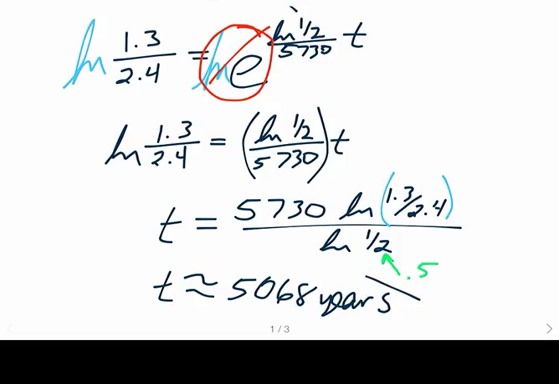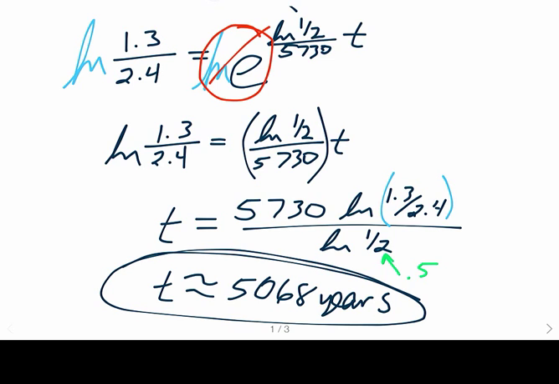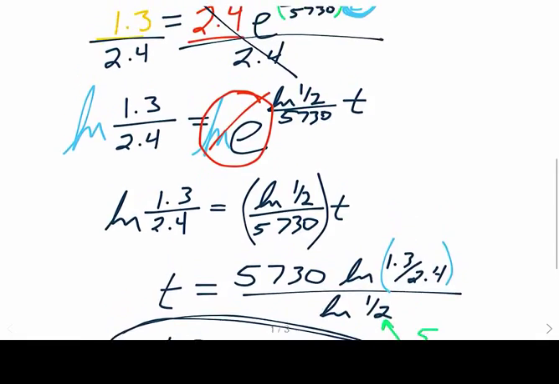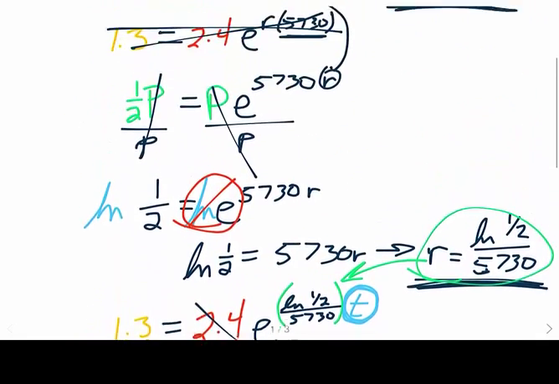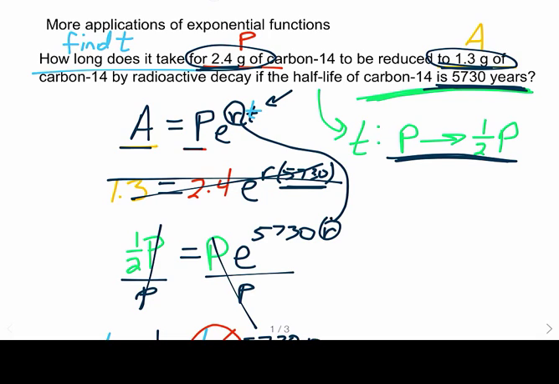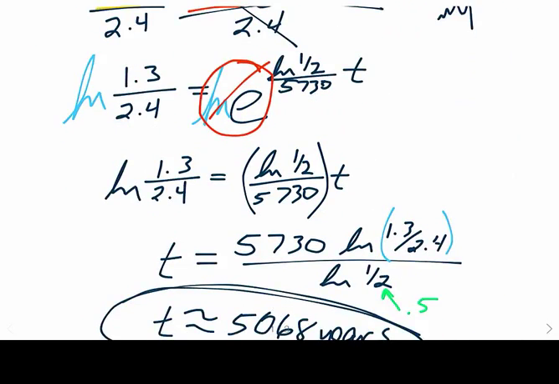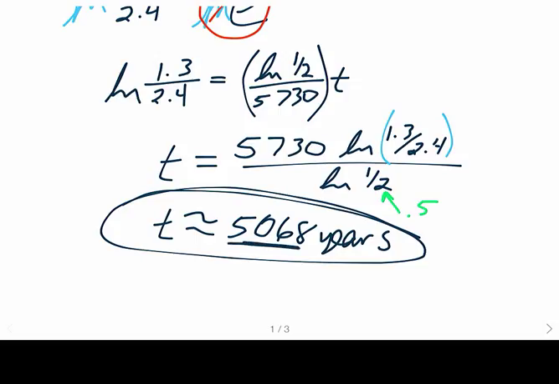In any case, does my answer make any sense? 5,068 years. Well, if we look back at what we were told, the half-life is 5,730 years. If I started with 2.4 grams, then it would become 1.2 grams after 5,730 years. So to become 1.3 grams in an amount of time that's less than the 5,730 years seems to make sense to me.